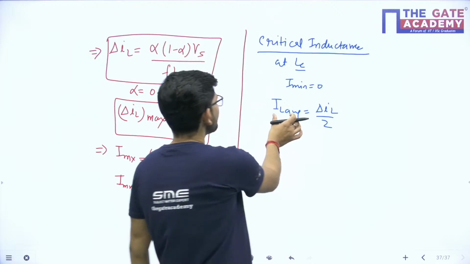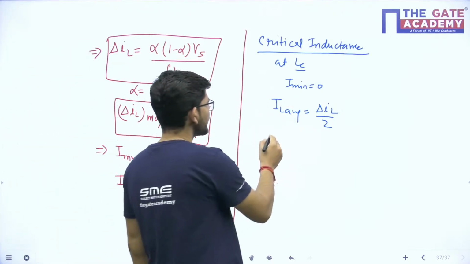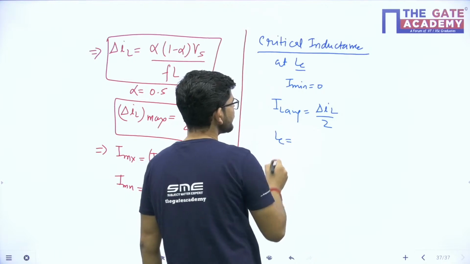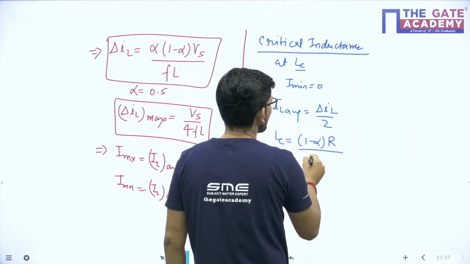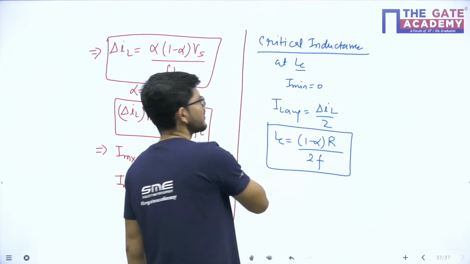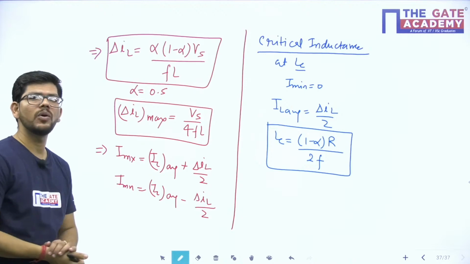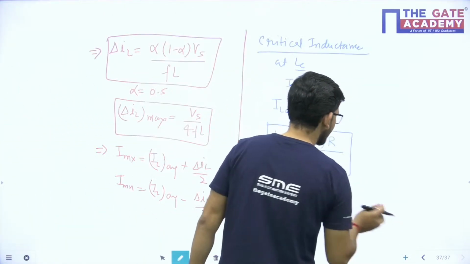So when you put the values of IL average and del IL that we have calculated, you will get critical inductance, which is equal to (1 minus alpha) R upon 2F. (1 minus alpha) R upon 2F, this is what you will get as critical inductance.